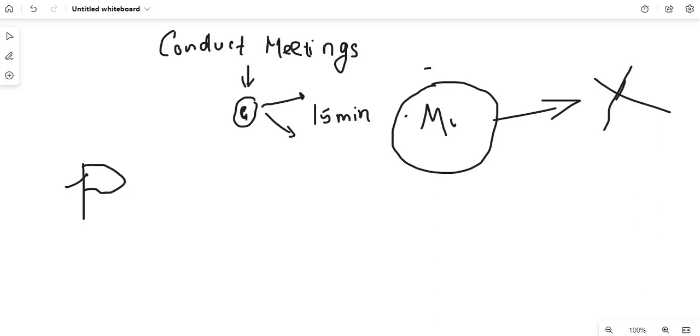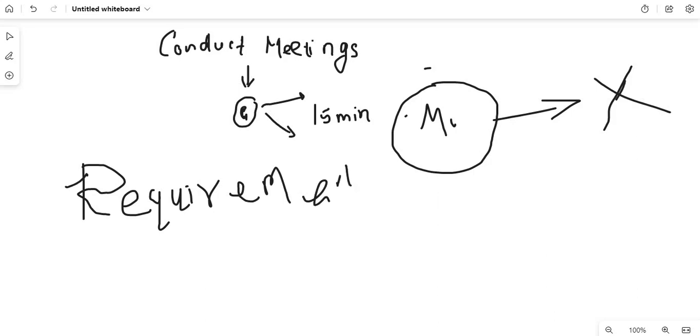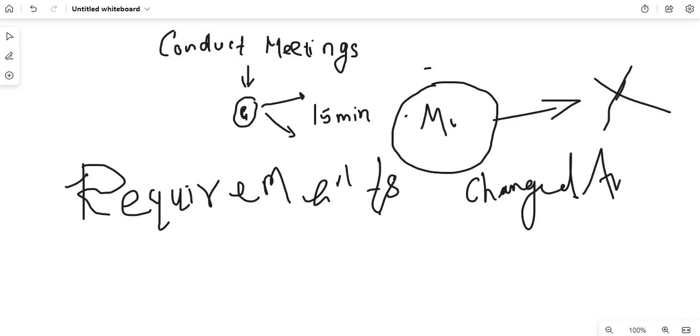Requirements change anytime. You have to understand requirements changing anytime is not agile. So what do we mean by requirements changing anytime? Requirements can be changed at any time, and that is not agile.